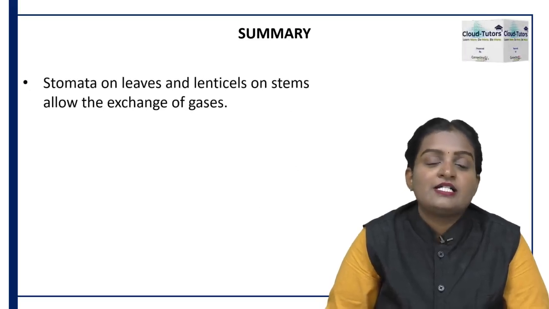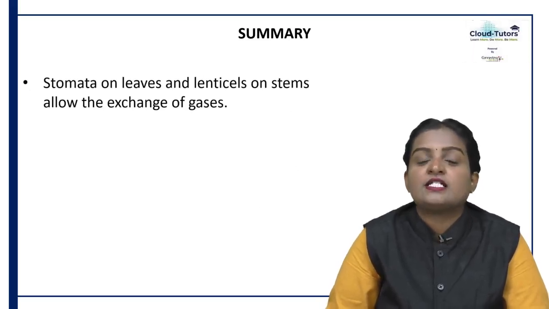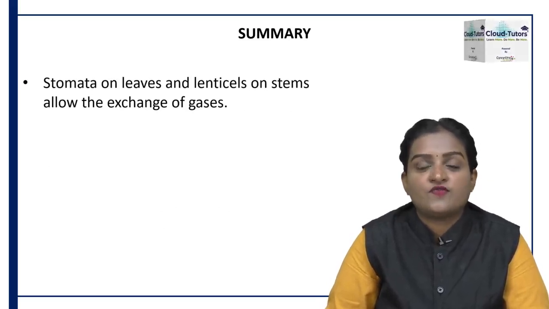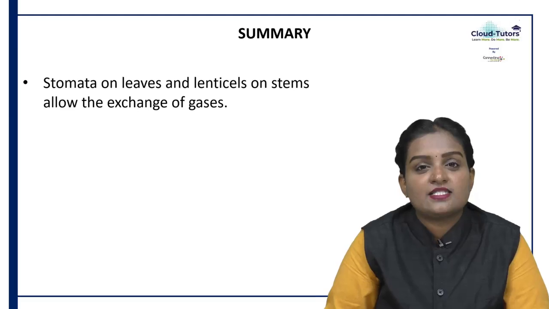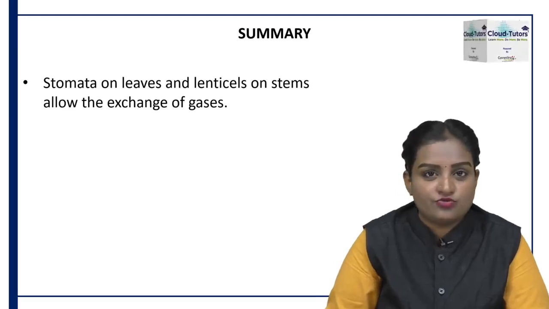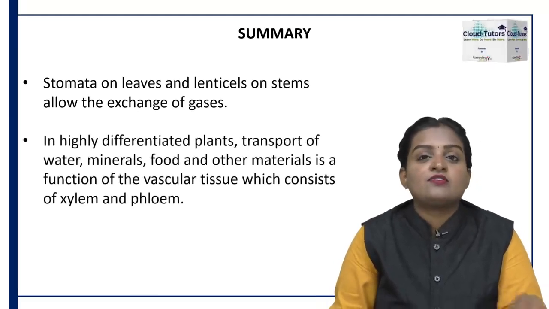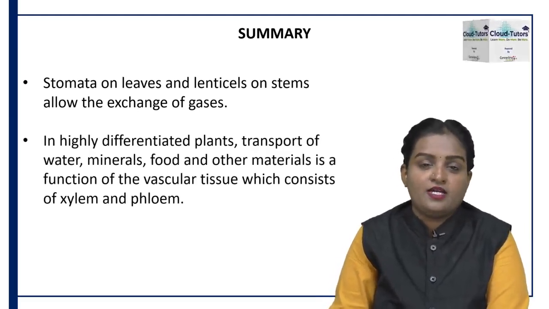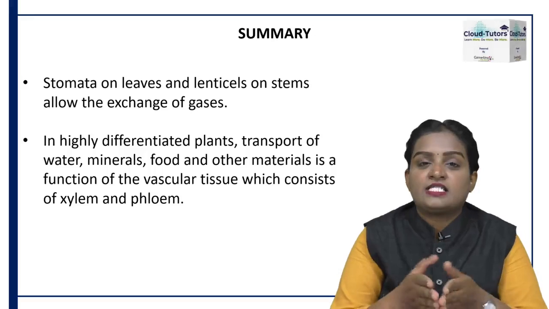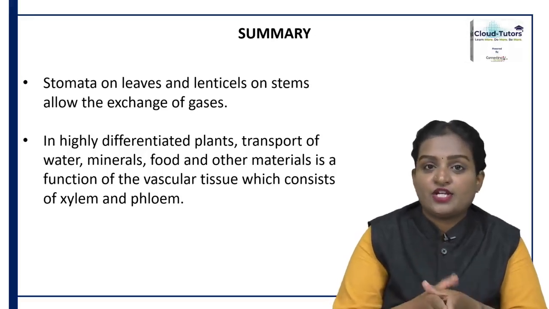We also saw that in plants we see certain organs wherein exchange of gases is seen. Example, stomata in leaves, lenticels in stem and root hair cells in root. We saw how transportation occurs in xylem and phloem. So today we have seen respiration and transportation in plants.